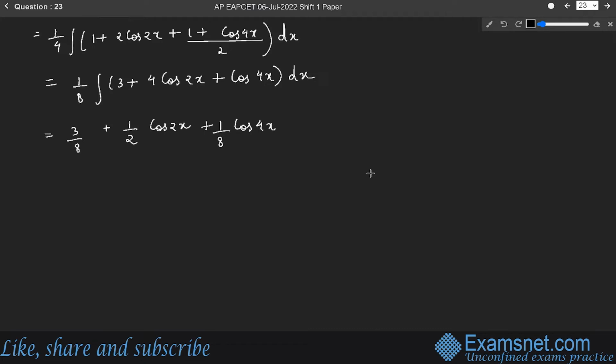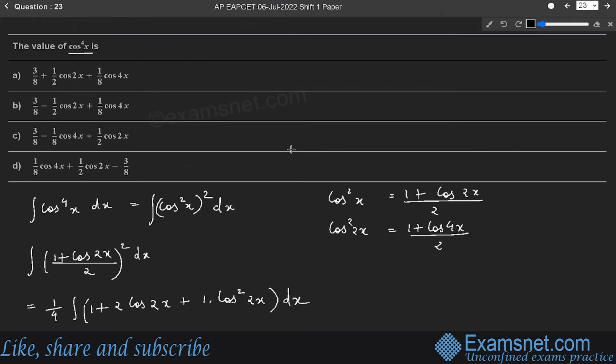See, this is the integral part and we do not need to solve it further. We just have to find the value for cos power 4x. So we can say that cos power 4x is equal to 3 by 8 plus 1 by 2 cos 2x plus 1 by 8 cos 4x. Therefore, the correct option is option number A here.